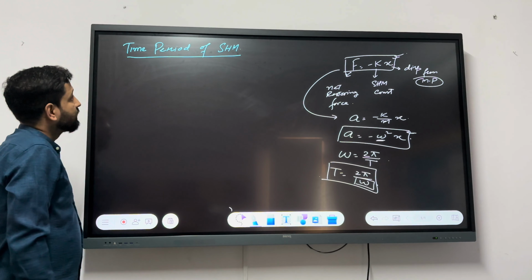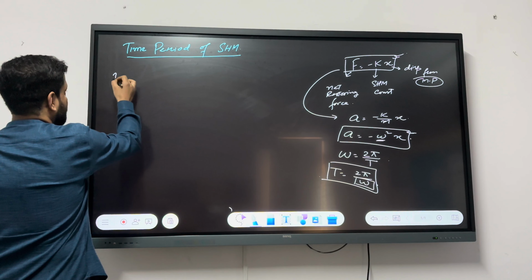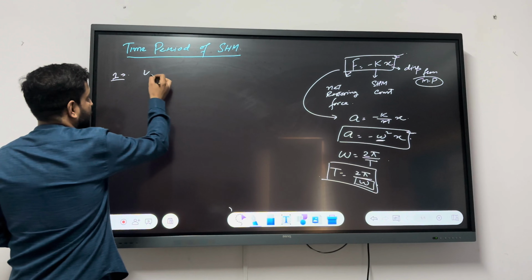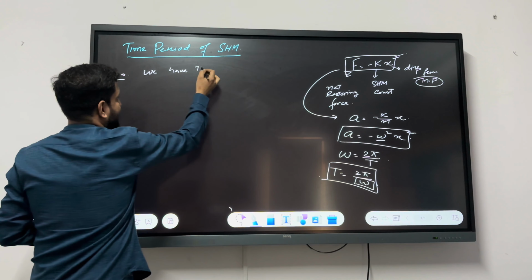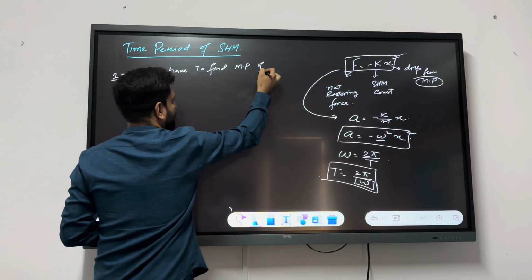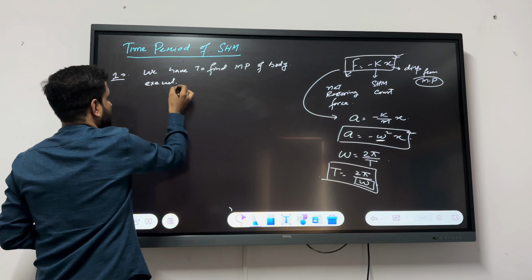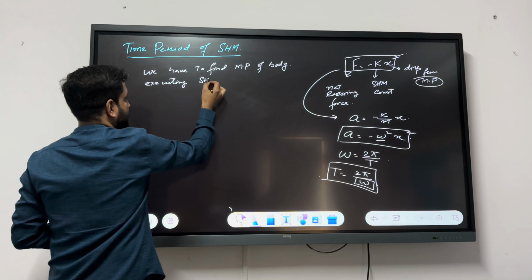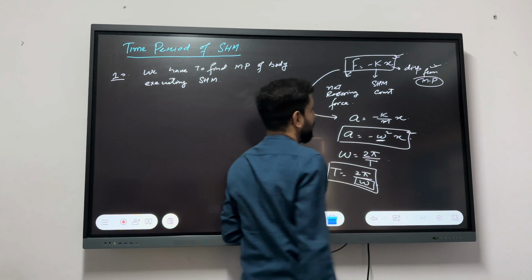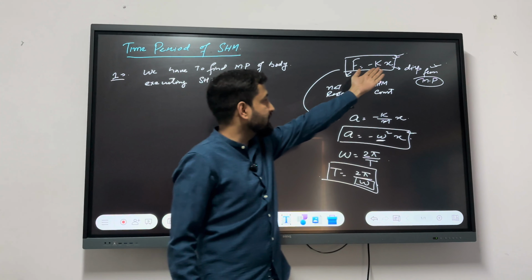What are the steps involved to derive the time period of this SHM? The first step is we should know the mean position. So first step is we have to find the mean position of the body executing SHM. If we know the mean position, then we can displace the body from its mean position by x.